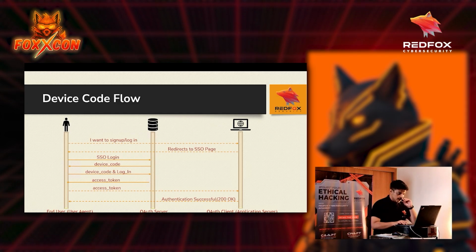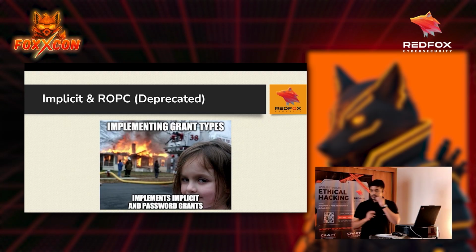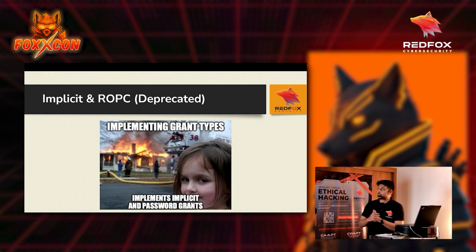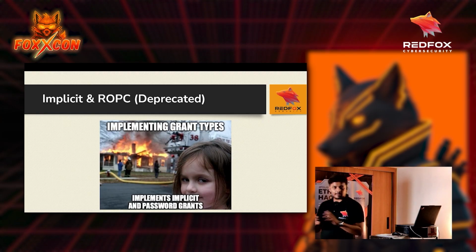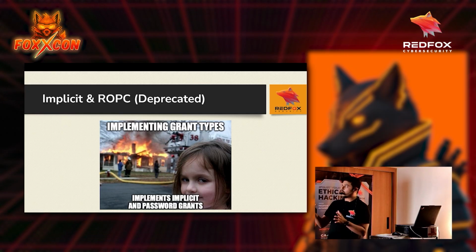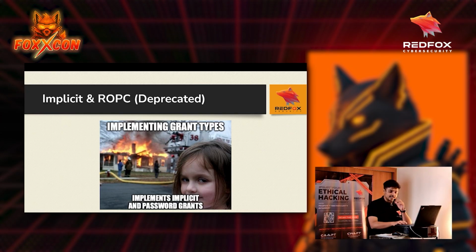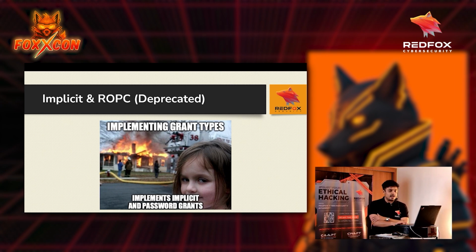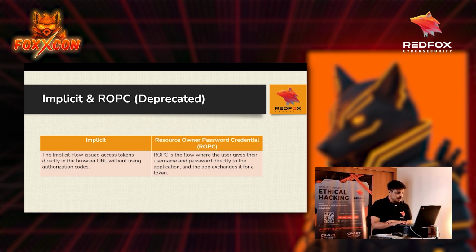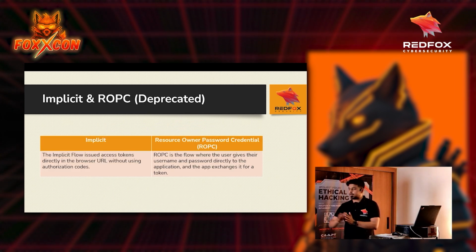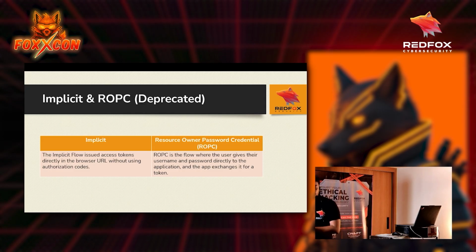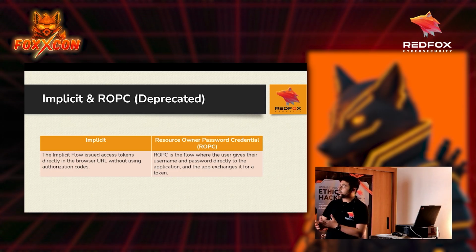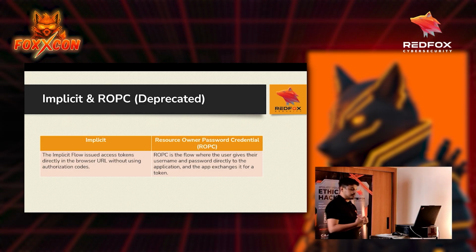So yeah, I hope this is clear so far. Okay. So this is one of the things with implicit and ROPC, which are the deprecated ones. It's not suggested to implement these kinds of authorization grants on your OAuth. As I said, these are the exact issues which happen when you are implementing these deprecated OAuth flows.